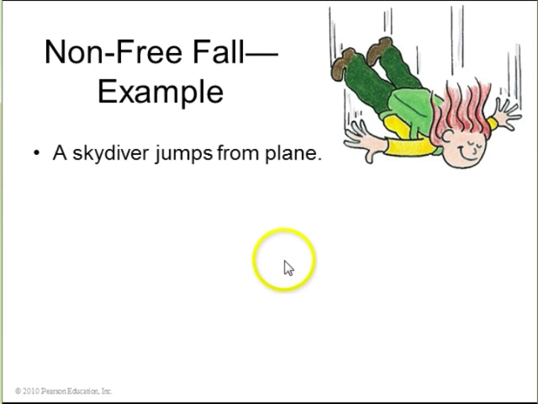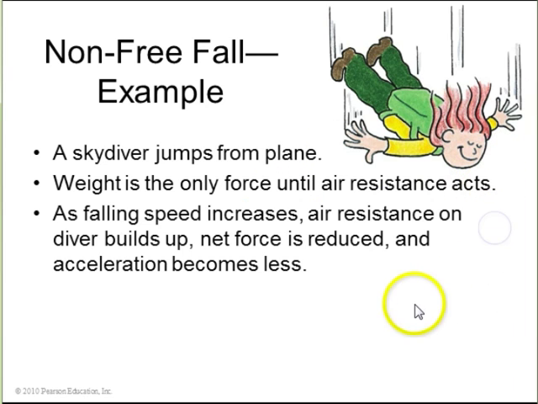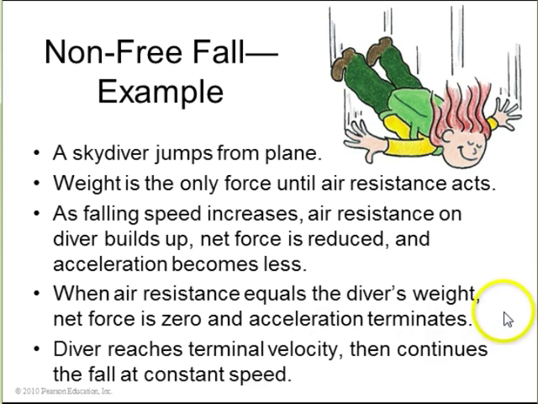So, non-free fall example. Imagine a skydiver jumps from a plane. At first, weight is the only force, because you're not moving very fast. But as the diver speeds up, air resistance builds up, the net force is reduced, and the acceleration becomes less and less, until, when the air resistance equals the diver's weight, the net force is 0, and there's no more acceleration. This is called terminal velocity, and the diver just continues down at a constant speed.